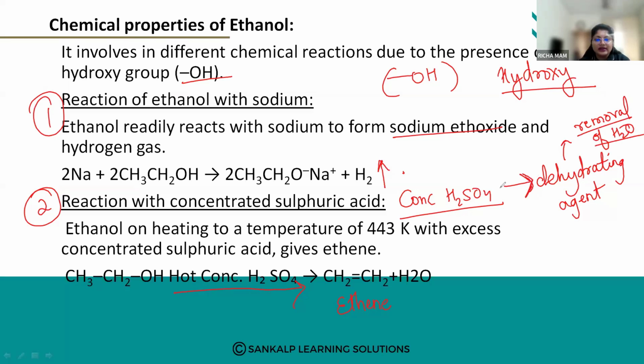So H2SO4 is used as a dehydrating agent. What we are doing is heating the ethanol in the presence of hot concentrated acid at a temperature of 443 Kelvin, and it is going to give you ethene. Why concentrated H2SO4? Because it is used as a dehydrating agent. Dehydrating means removal of water molecule.